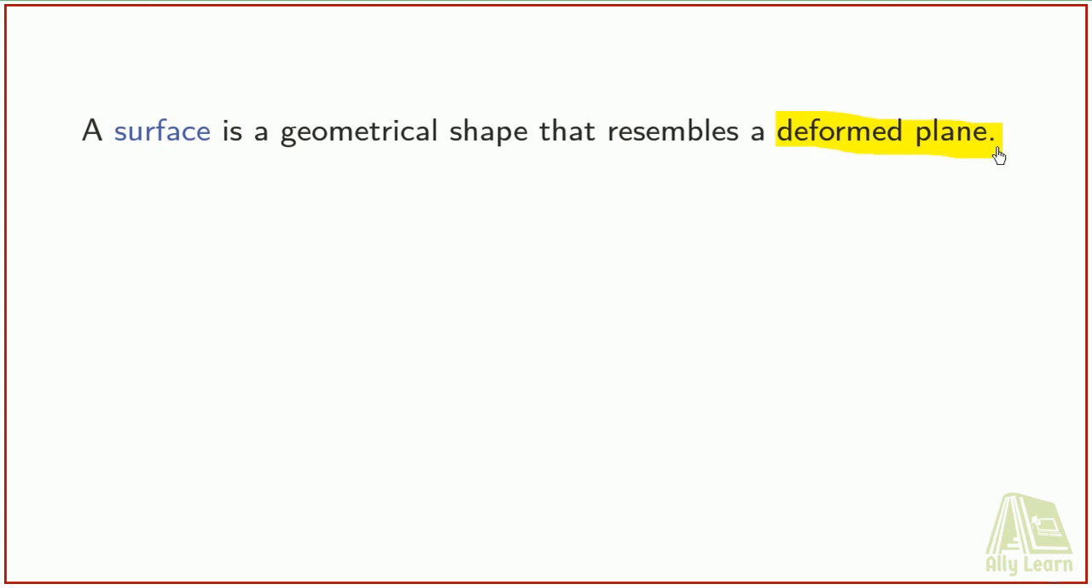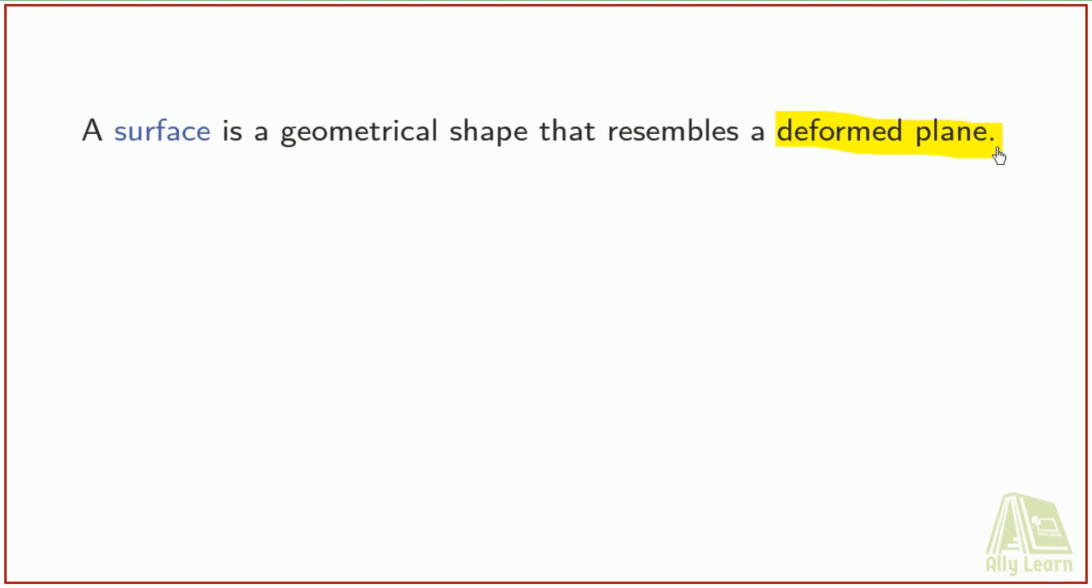Means एक plane, एक rectangular plane है आपका. Deforming means उसकी shape change करना. So suppose आपके पास एक rectangular plane है and उसको आप उसके अगर दोनों ends को join कर दो then it takes the shape of a cylinder and that is a surface. So surface is something that resembles a deformed plane.